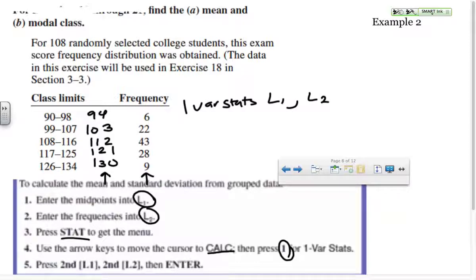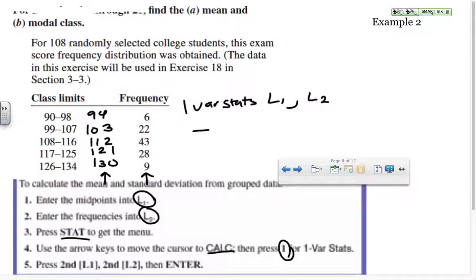The L1 and L2, I don't have my graphing calculator right in front of me, but I believe they're on top of the ones, you have to use the shift button to get there. The comma, I think, is above the 7. So please make sure you do. What this is telling the graphing calculator is, list 1 is my data points, list 2 is how often they happen.